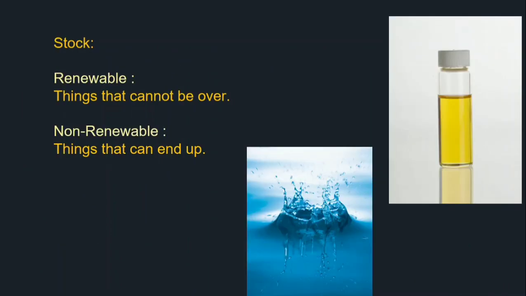Stock. Renewable. Renewable means that things won't be getting over and will be coming to us throughout our life. Non-renewable resources end up and we can't get them after they end. Example of renewable resources include oil and non-renewable include water.